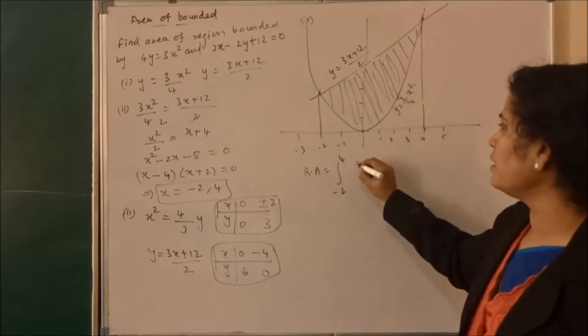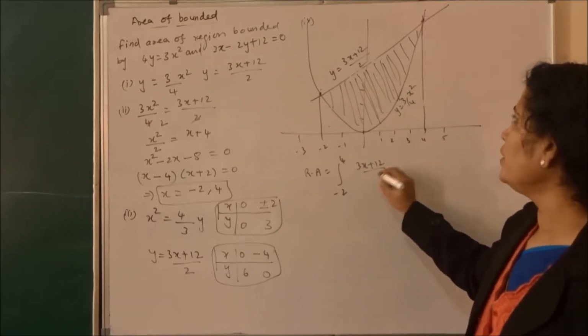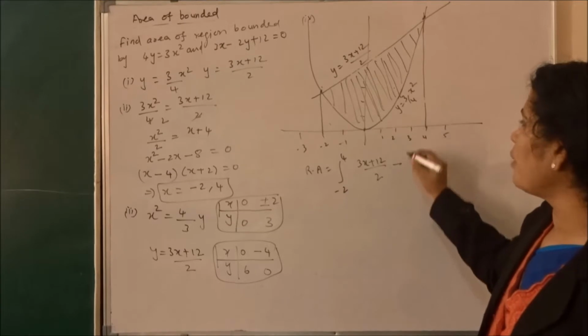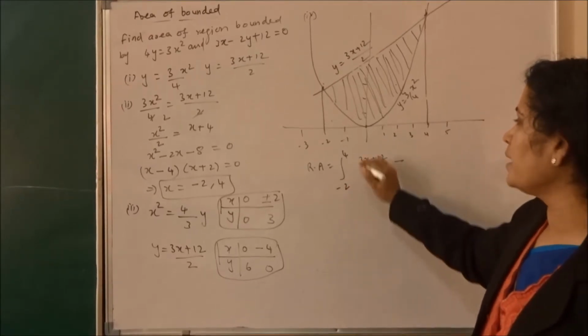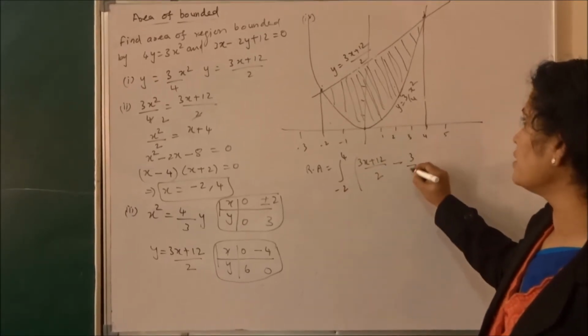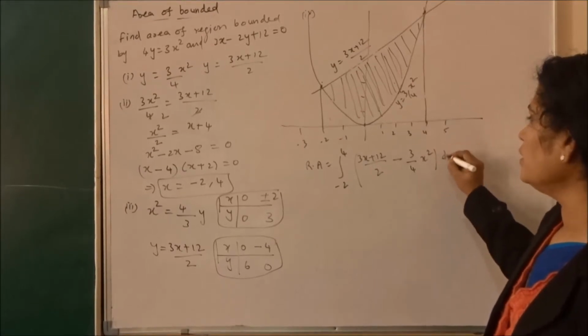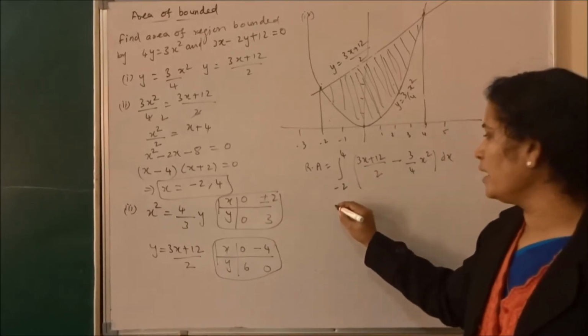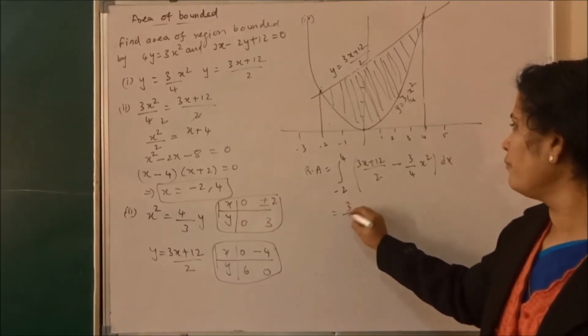Now that is (3x plus 12) upon 2, and then minus the lower boundary. The limit is the same, that's why I am keeping only one term. So that is 3 upon 4 x square into dx. If you don't mind, you can take a common number. So 3 by 4 I am taking.